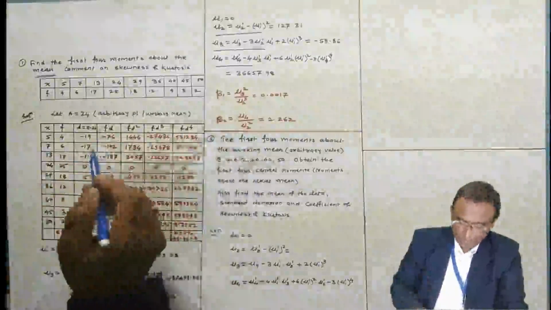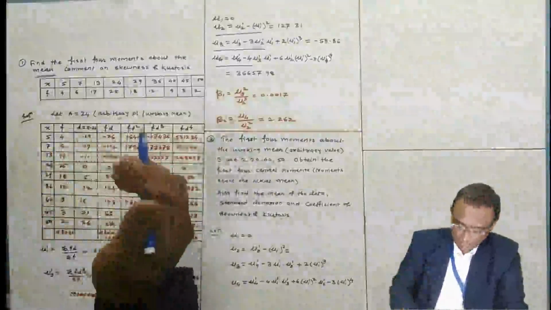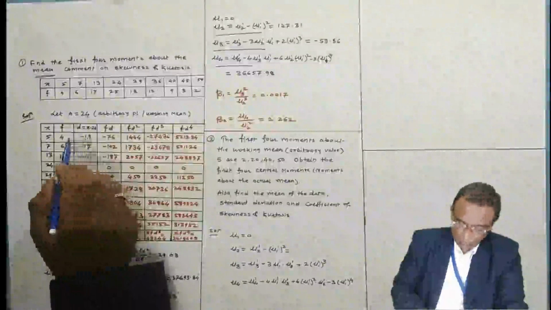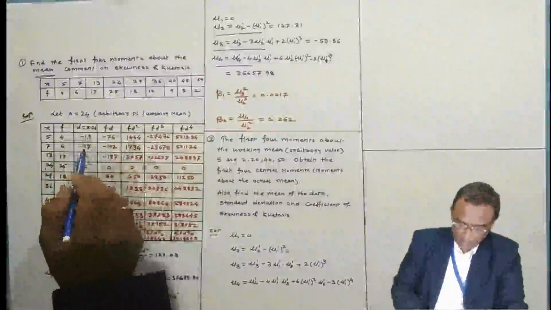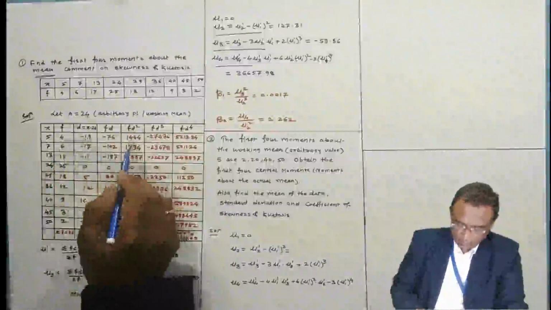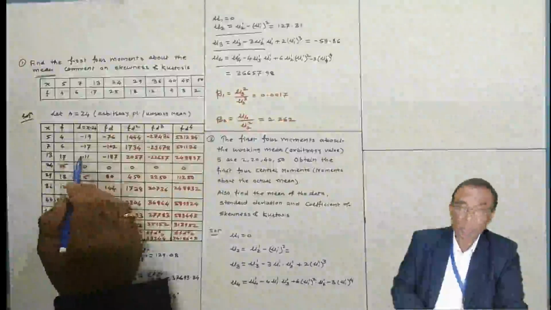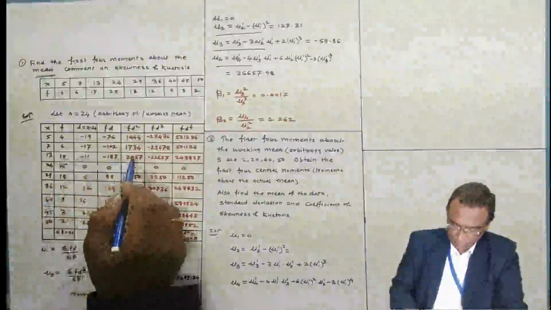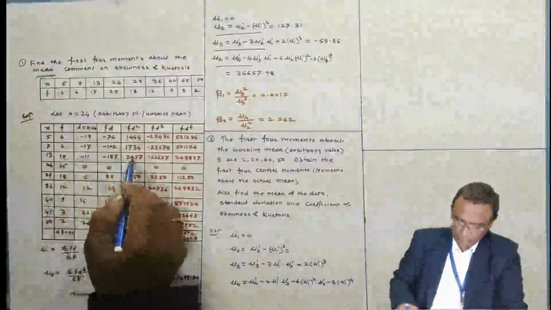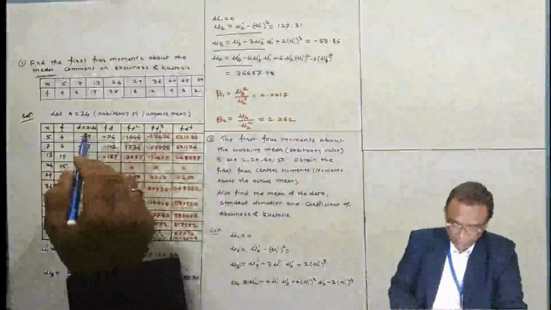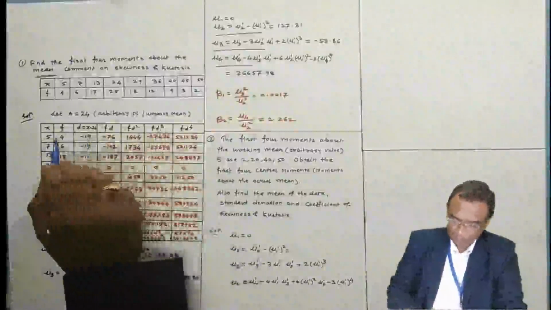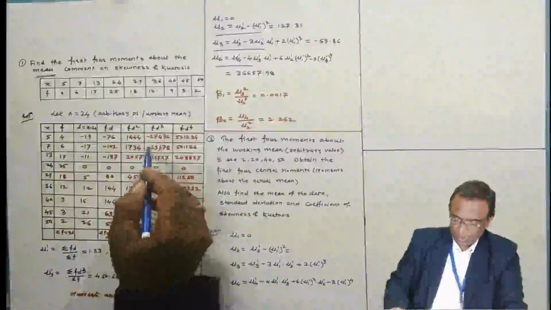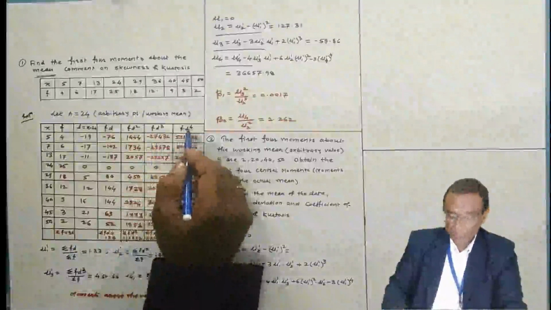f d square. Take the square of d and multiply by f. For example, minus 19 square into 4 is this one. Minus 17 square into 6 is this one. Minus 11 square is 121. 121 into 17 is, okay, this one. Like this. Now f d cube. Taking the cube of d multiplied by f, you get this one. Then f d raised to 4, f into d raised to 4.